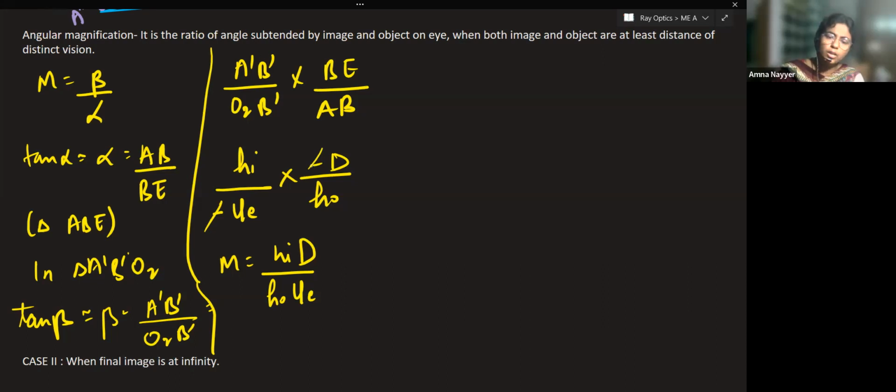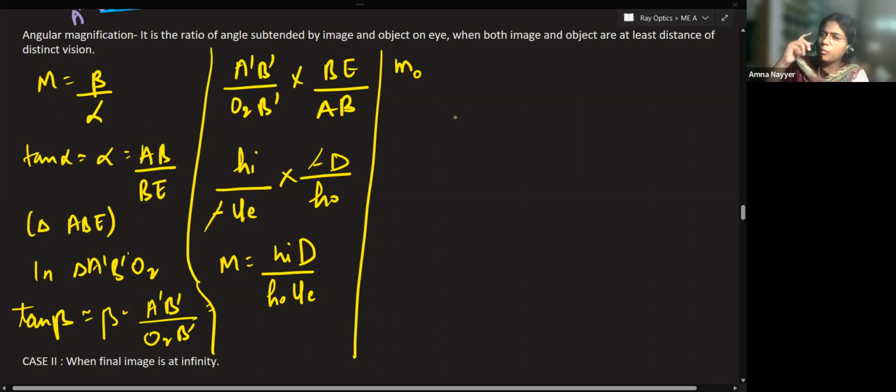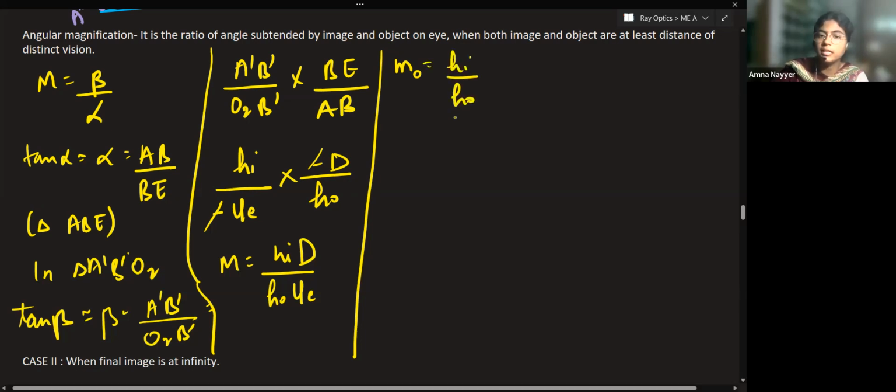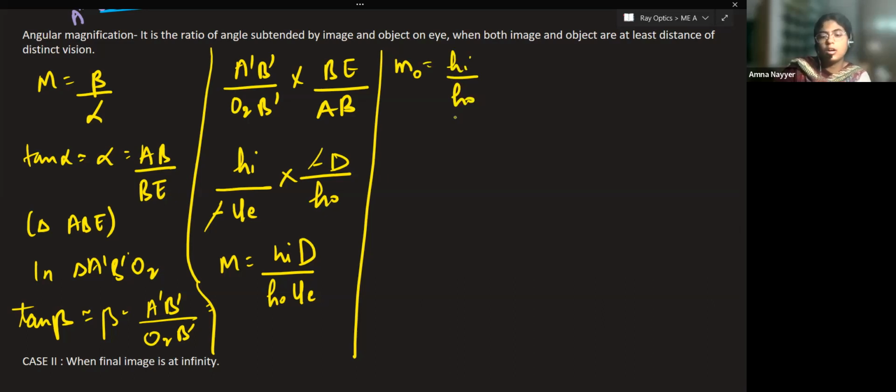But if you look at height of image by height of object carefully, this is actually the magnification of the objective lens. The objective lens was a simple normal convex lens for you, remember? So for a normal convex lens, what is the formula of magnification? In the last class we did it, that it is simply height of image by height of object. So height of image by height of object is the magnification of the objective lens. And you can even say this is V0 divided by U0 as well. Both of these things you can say.